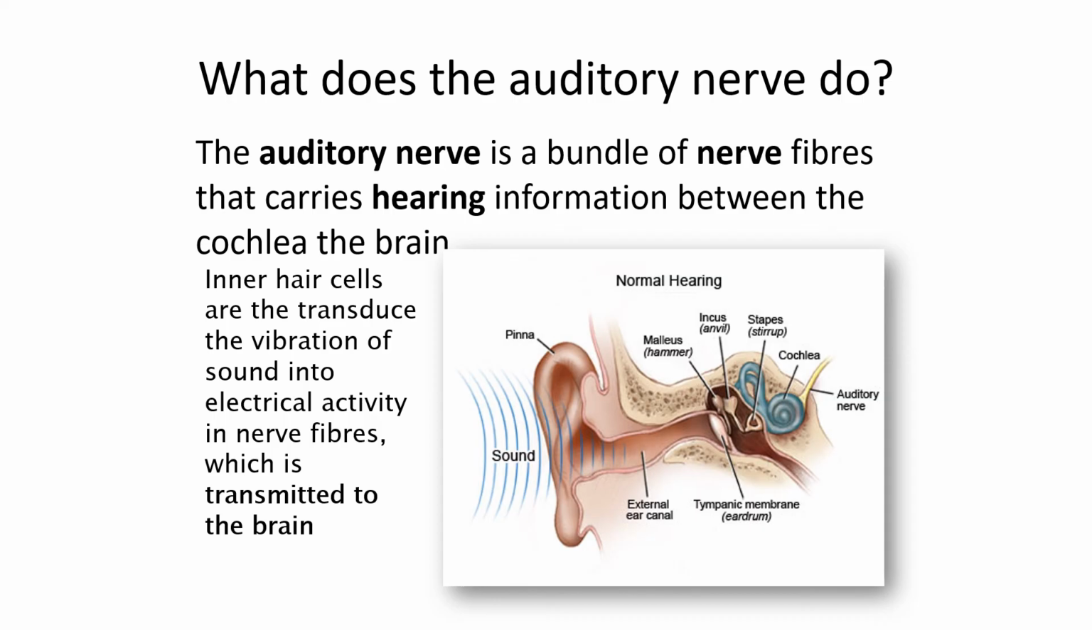So what's the auditory nerve and what's its purpose? It's a bundle of nerve fibres that carries hearing information between the cochlea and the brain.